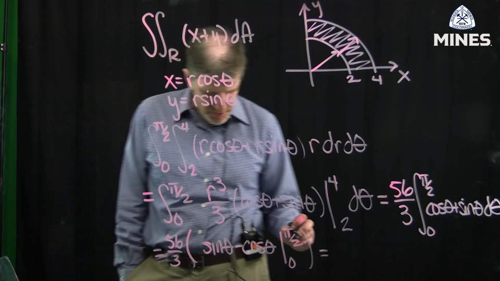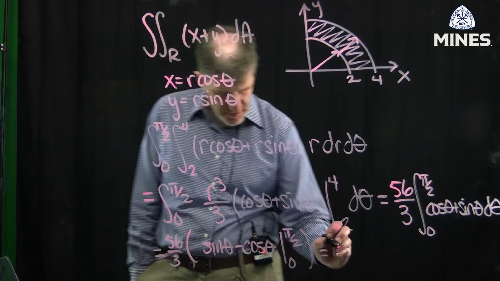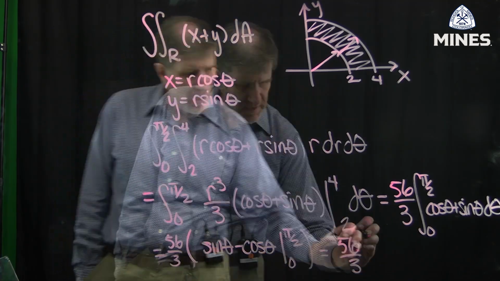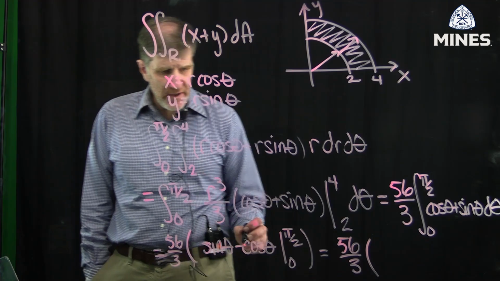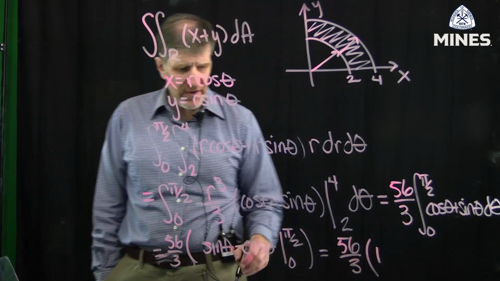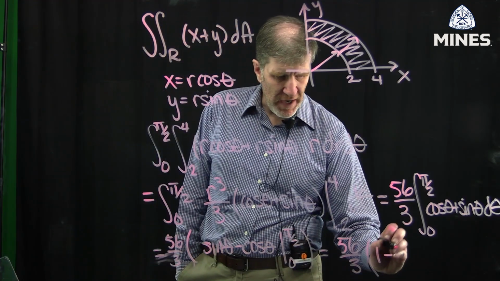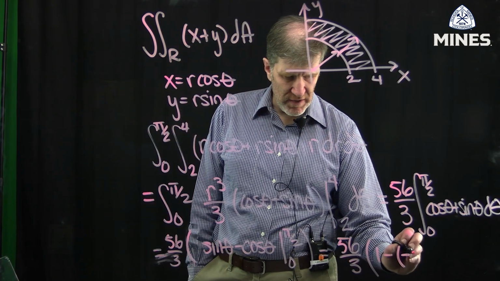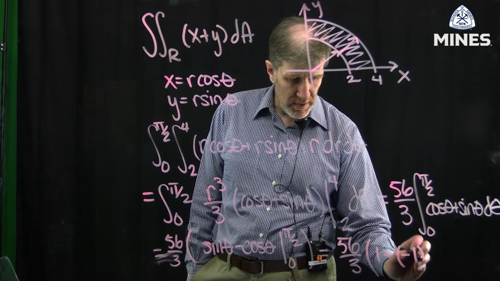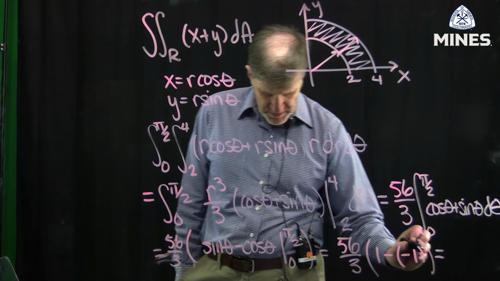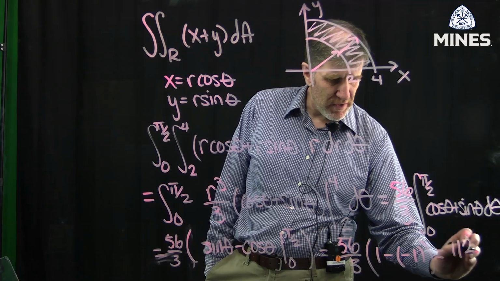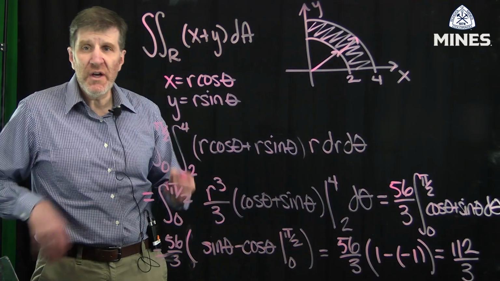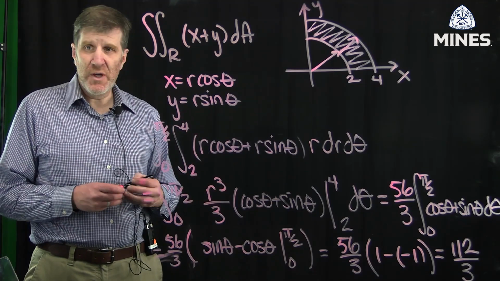Plug in those values, and this looks like 56 thirds times the sine of pi halves is 1, the cosine of pi halves is 0, minus the sine of 0 is 0, the cosine of 0 is 1. So 56 times 2 is 112 thirds, and that is the volume that we're looking for, and that's a good example of a double integral done in polar coordinates.